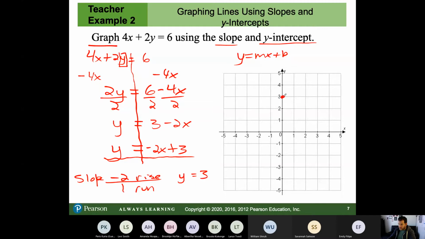So starting at this point, I'm going down 2, running 1. Starting at this point, down 2, run 1. Down 2, run 1. Connect the dots, semi-straight. That's probably the best I've done all day. And there is my line.